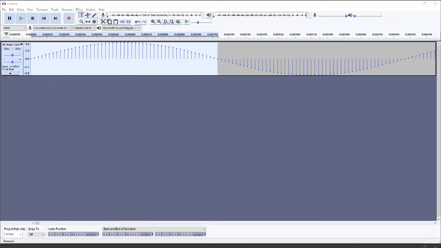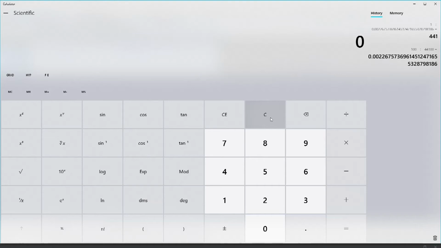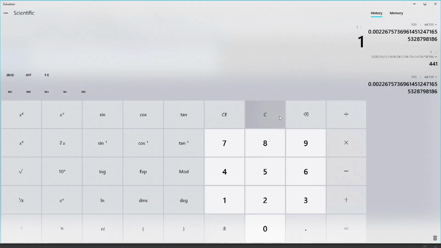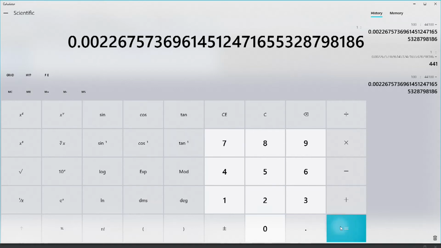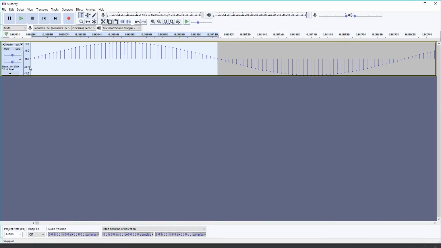Let's open a calculator, and we can double it for one entire period, making it 100 samples. Let's divide 100 by the sample rate, 44,100 Hertz. That gives us the fraction of a second that one entire period of this waveform takes. Let's store this number in memory, and then divide 1 second by this value. And we get 441 Hertz, exactly as expected.